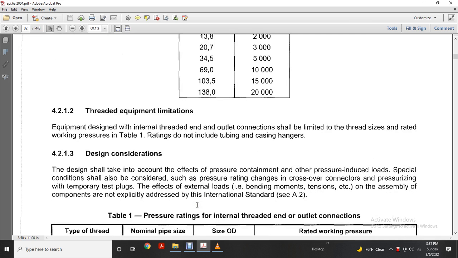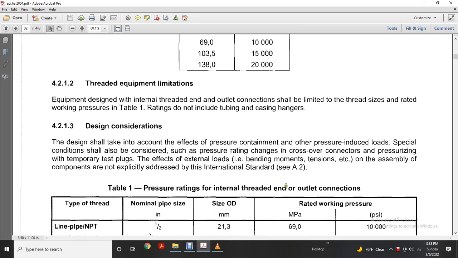Design consideration: design shall take into account the effect of the containment and other pressure-induced loads. The special conditions shall also be considered, with the pressure rating change with the crossover, with the connector, pressurizing with a temporary test plug, and external loads, bending moments, tension, etc. on assembly of the components that are not typically expressed in the International Standard.